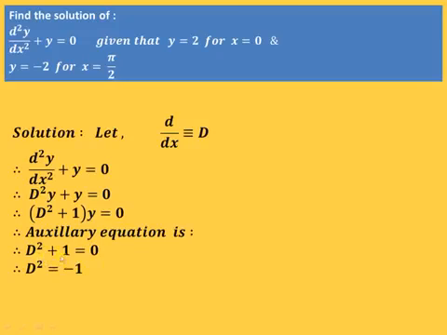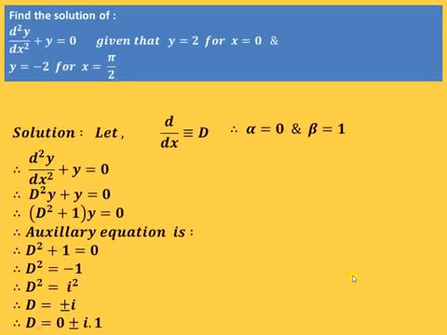If we transfer this plus 1 to the other side, it will become minus 1. And we know that minus 1 is nothing but what? It is i square. So we are getting complex roots over here. So D is equal to plus or minus i. Now this can also be written as 0 plus or minus i into 1. So the value of alpha is 0 and the value of beta is what? It is 1. So alpha is 0 and beta is 1.